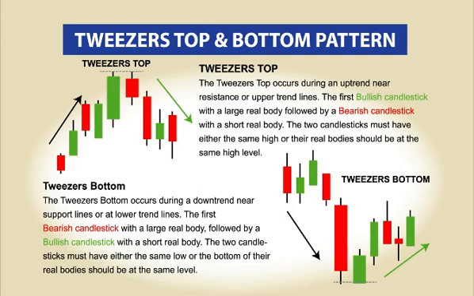Tweezers bottom. The tweezers bottom occurs during a downtrend near support lines or at lower trend lines. The first bearish candlestick has a large real body, followed by a bullish candlestick with a short real body. The two candlesticks must have either the same low or the bottom of their real bodies should be at the same level.